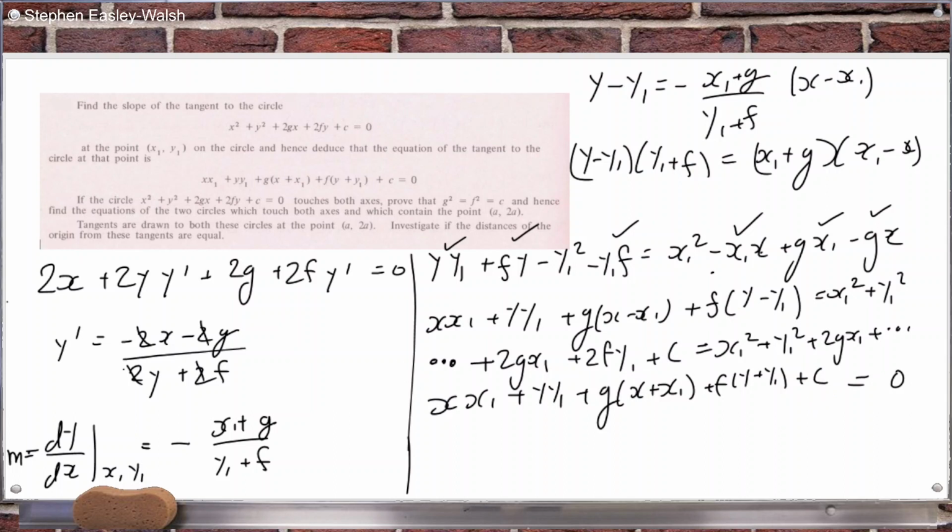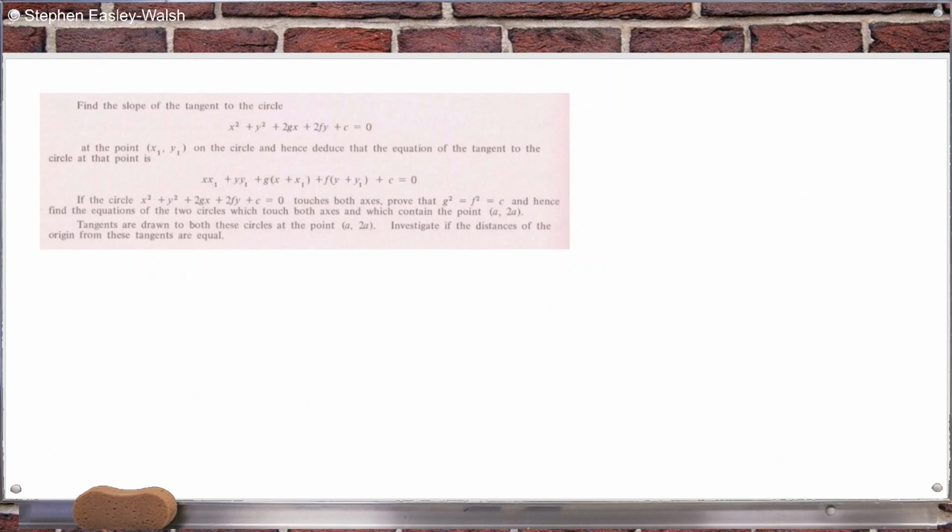So the trick at the end was to add 2g x1, 2f y1 and c to both sides. That was the trick, and then you get exactly that. Okay, so I've proved that. That's great. Now on to the next part.